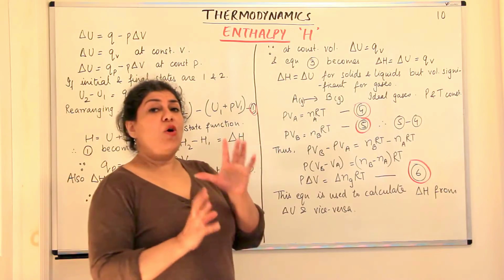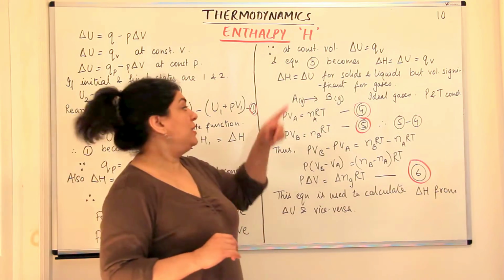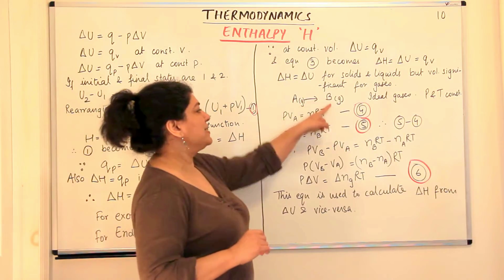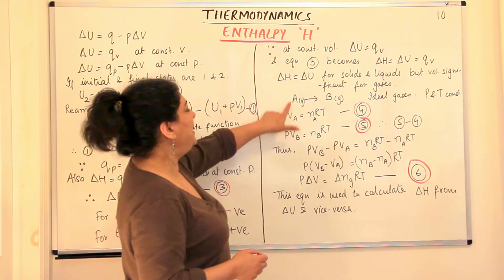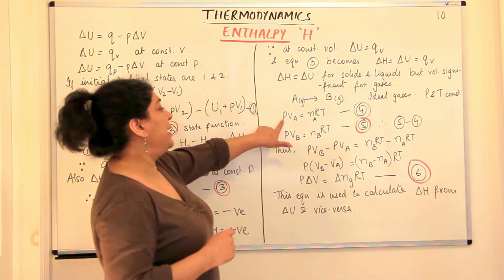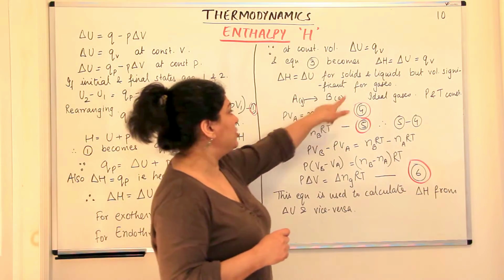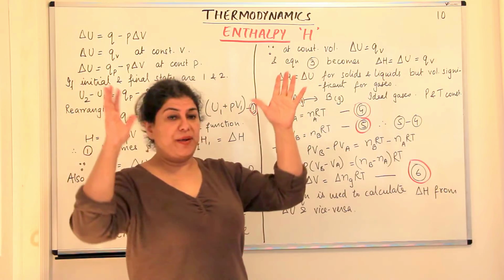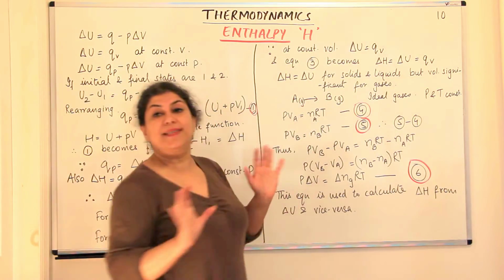So according to the ideal gas equation, PV is equal to nRT. If we apply this ideal gas equation for both the gaseous reactant and the gaseous product, we would get PV of A and PV of B. This reaction is taking place at constant pressure and constant temperature, so T and P will be the same.